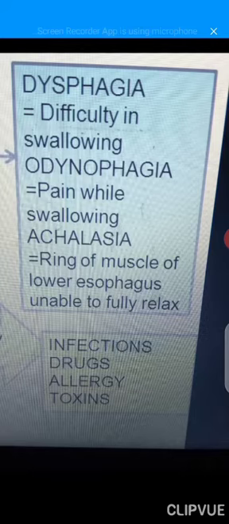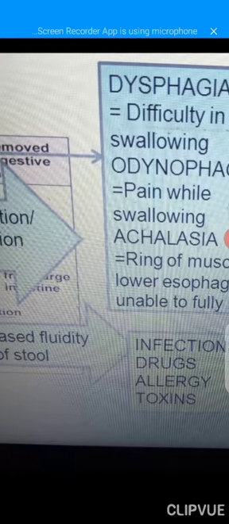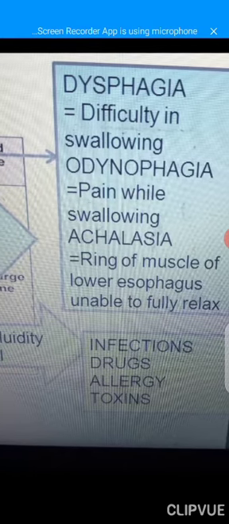thereby making food accumulate. Then note that you can classify the causes of diarrhea, this increased fluidity and frequency, into 4 important causes: the infection, drugs, and allergy.